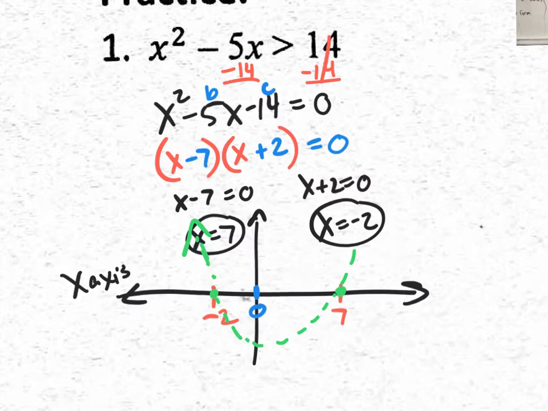Plug in a coordinate. Which coordinate? 0, 0 is the best one. It's right here in the middle. So if it works, you shade in the inside. If it doesn't work, you shade in the outside.